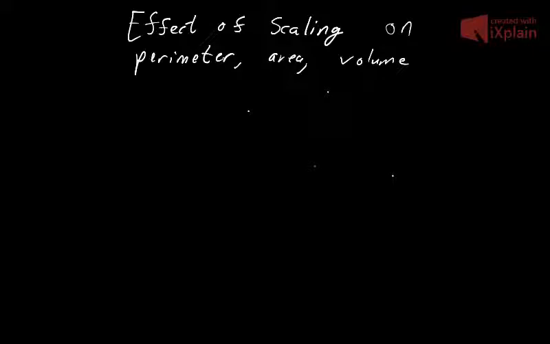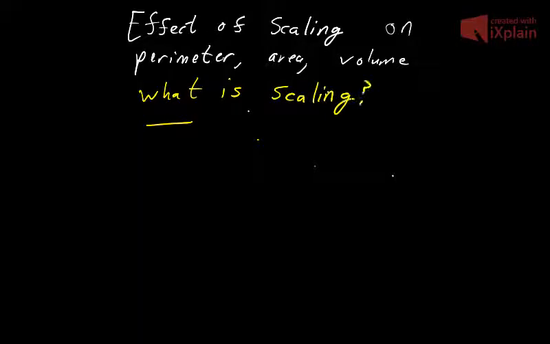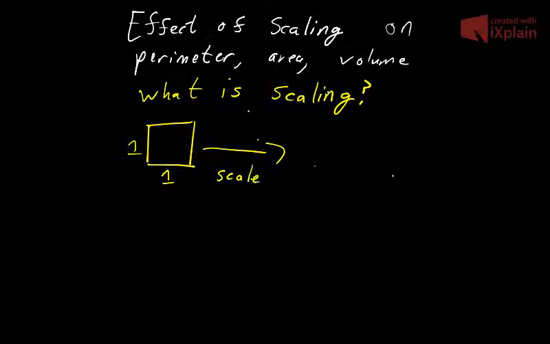So first I want to review real quick what scaling is. Because if we don't know what scaling is, it's going to be really hard to figure out what effects it has on these things. So scaling is when we take one thing, let's say this square has sides of 1 and 1, and then we're going to scale it by a factor of 2. And what that means is we're going to multiply the sides by 2.